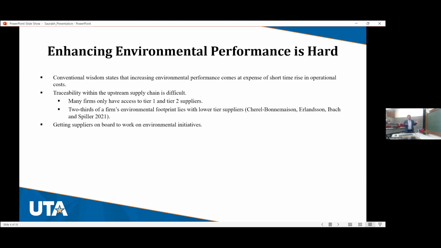There was a recent survey done in the Supply Chain Management Review. Most firms have access only to their first or second tier suppliers, right? But we know that the majority, if we talk about scope 2 emissions and scope 3 emissions, are almost beyond those second or third tier supply chains, right? A recent paper says that 2/3 of a firm's environmental footprint lies with lower tier suppliers. And we don't have access to those suppliers. They may not be willing to work with us, or we don't even know where they are located. So doing anything with them is very, very challenging.